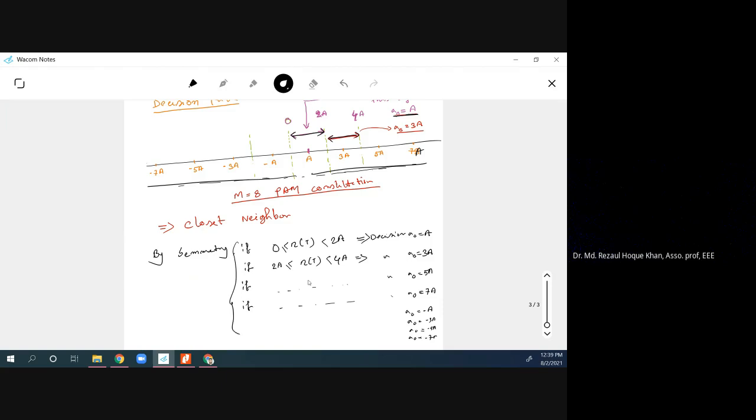So how many cases will there be? It's a combination of M cases, isn't it? Because we have M levels, there will be M decision points, and our decision was based on the nearest neighbor rule. That's the decision.